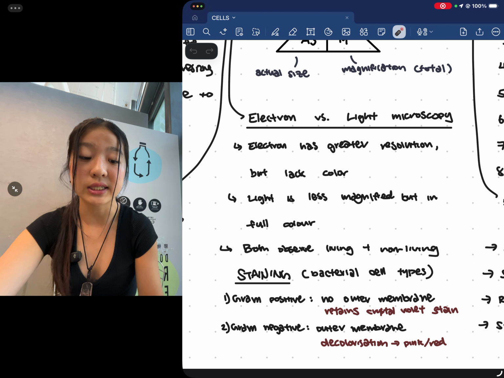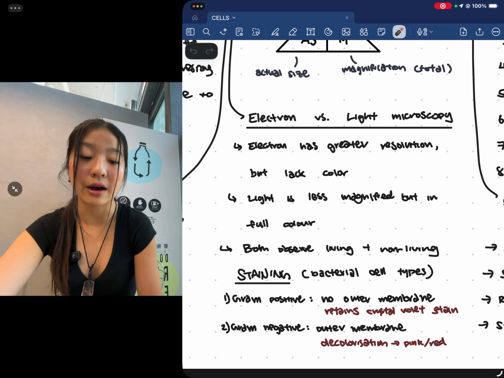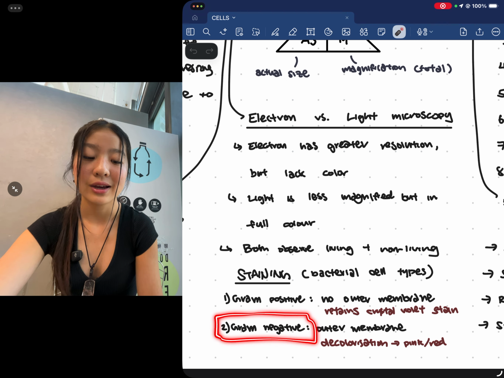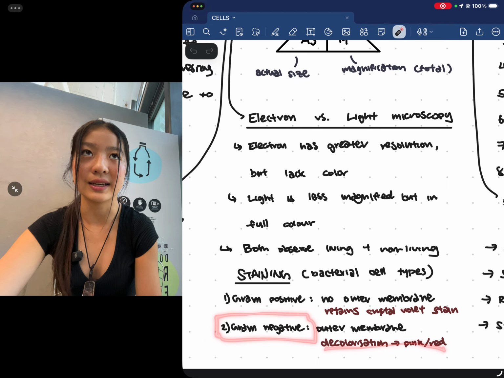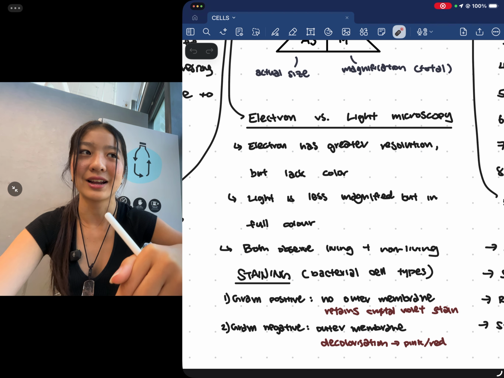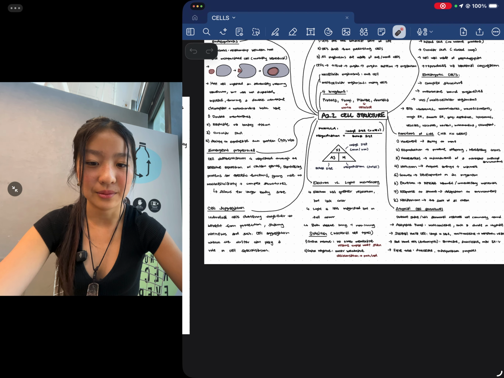But some types of bacteria also have structural differences, and so they may have an outer membrane. And if there is an outer membrane, then they are gram-negative, and they decolorize the stain because it takes longer for the stain to go through the membrane, and it diffuses and it loses color.